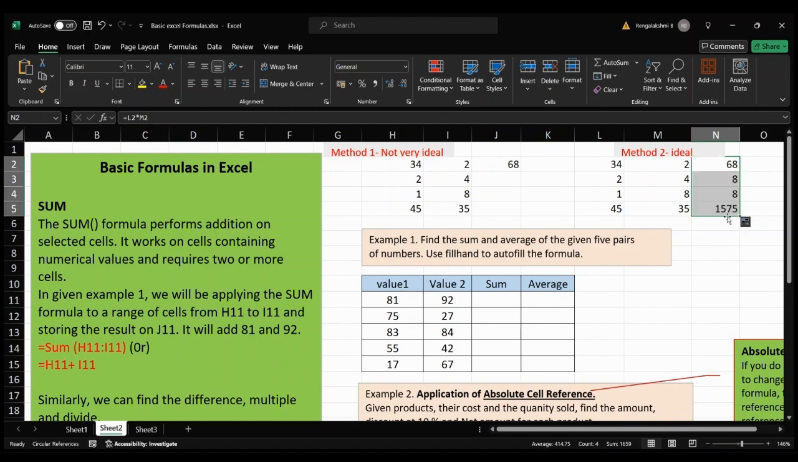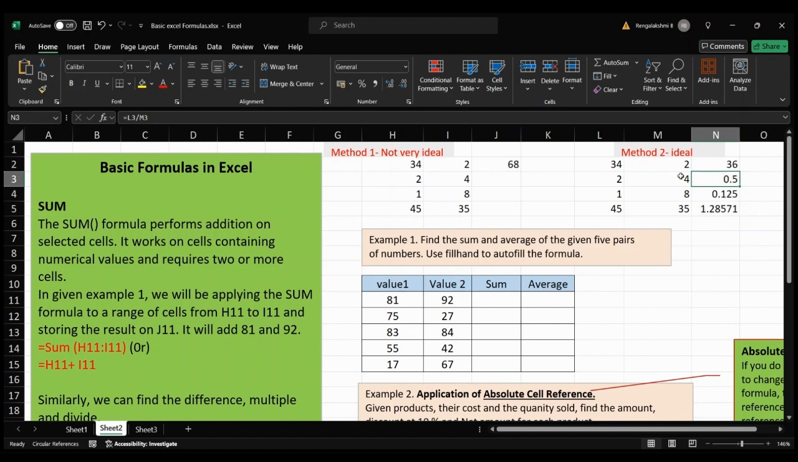Now similarly we'll see division. For division we have to put slash. When we divide, we get 34 divided by 2 is 17, and we can do formula autofill and we got the answer. So here we have seen how to do all the four operations. Now let's take an example and understand this.